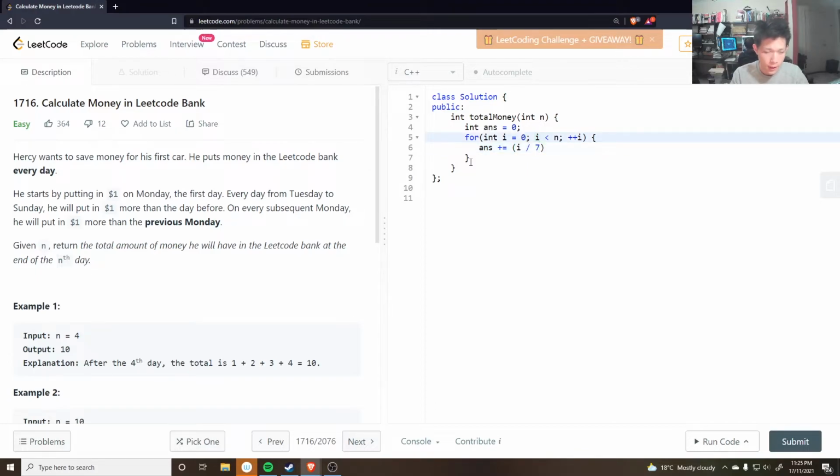So at i equal to 7, that's the next Monday. So that'll be 1. So that'll be week 1. Right now it's week 0. I need to add 1, plus what day in the week it is, which would be given by i modulo 7. And that should do it. Then return the answer.